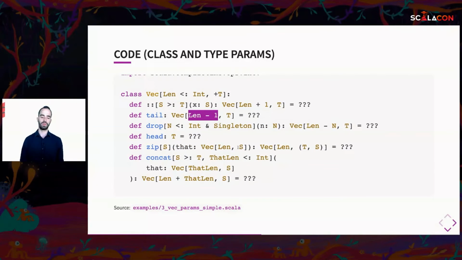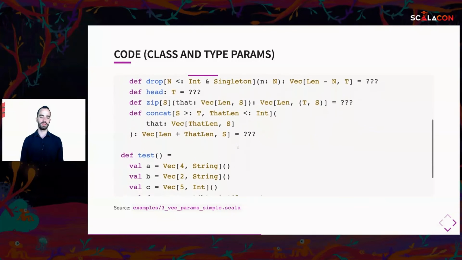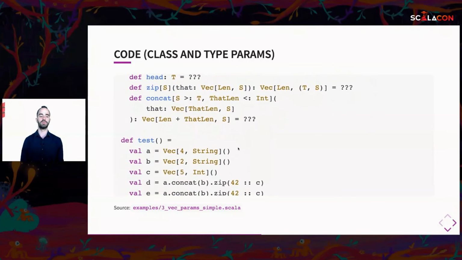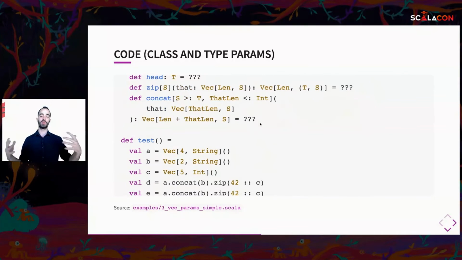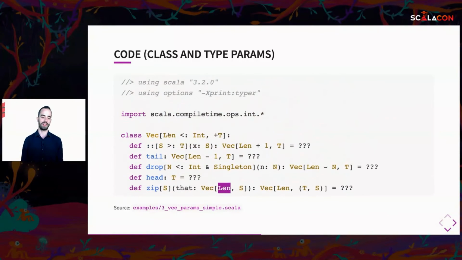I will not go through each method, but what is important then are these two methods. If I want to zip two Vecs together, I want to make sure that they have the same length. So the vector that I pass here must have the same length as this type parameter here.